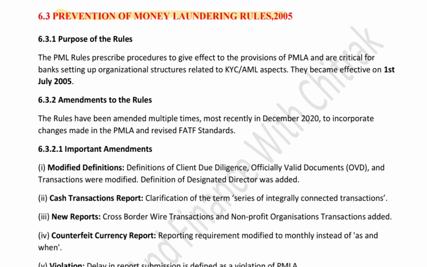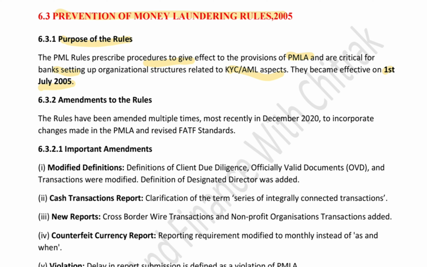Now, PMLA is the act which governs money laundering, whereas PMLR are the rules formulated under the PMLA to properly implement the act's provisions. So, what is the purpose of these rules? Like I said, it prescribes the procedures to properly implement the PMLA and is also important for banks to set up organizational structure for KYC AML aspects, and it became effective from the 1st July of 2005.